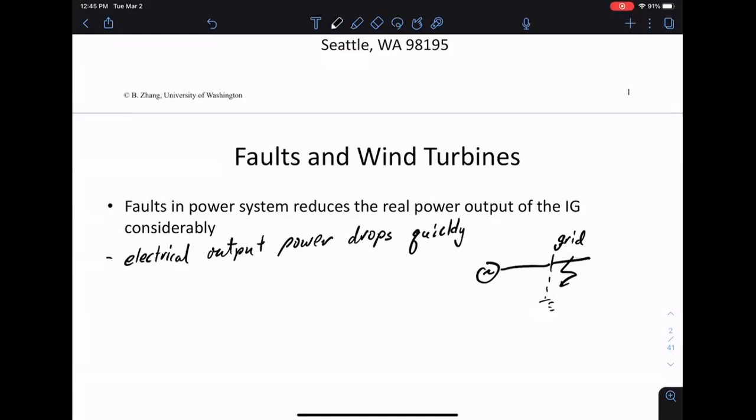Anybody have an idea of how much, proportionally? So if I have a fault, why does the output power drop? If you have a turbine that's operating, and suddenly there's a fault and your voltage drops, the output drops because it's as if you're being grounded. Any idea on what scale this drop is? If your voltage goes down, typically how much does your power go down? How does power scale with voltage?